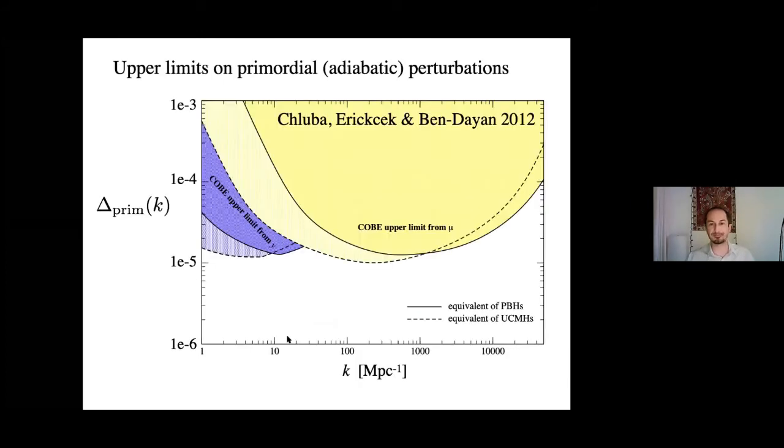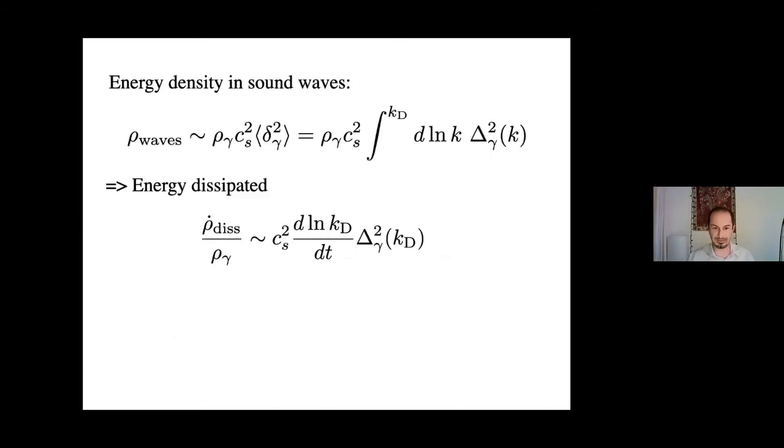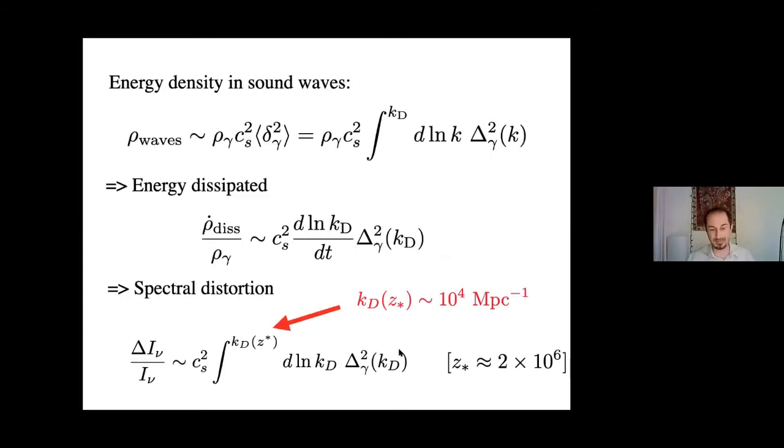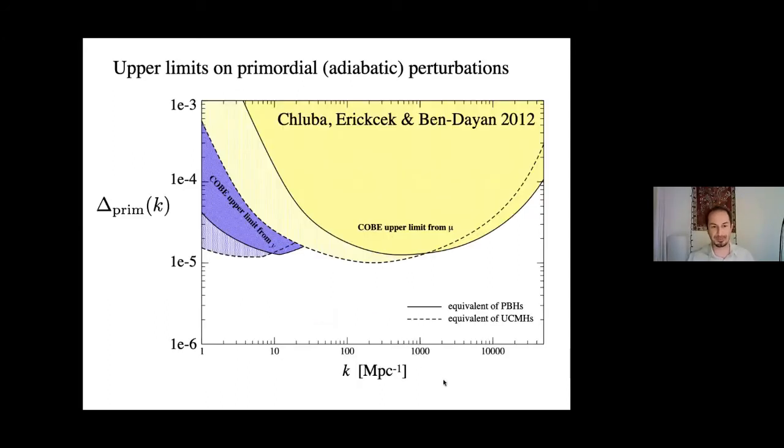Given that COBE FIRAS measures that delta I_nu over I_nu is less than 10 to the minus 4 or so, one can then translate this into a limit on the primordial density fluctuation, the variance of the primordial density fluctuation.